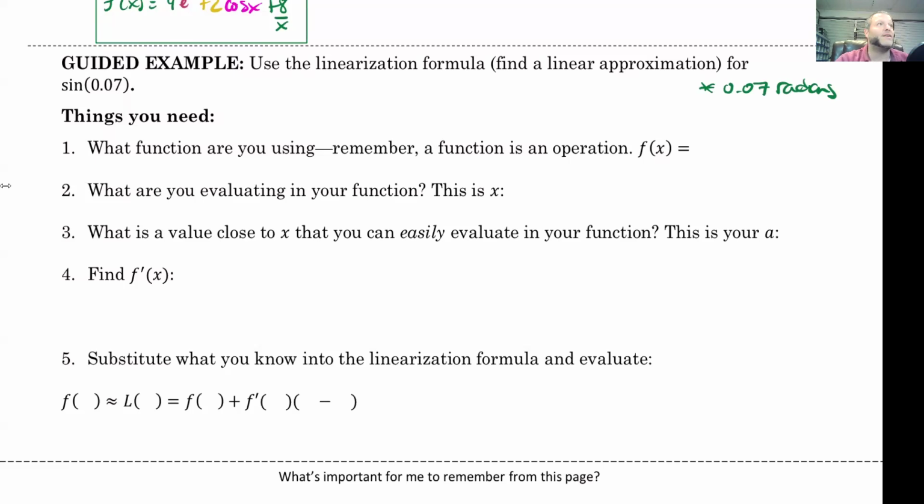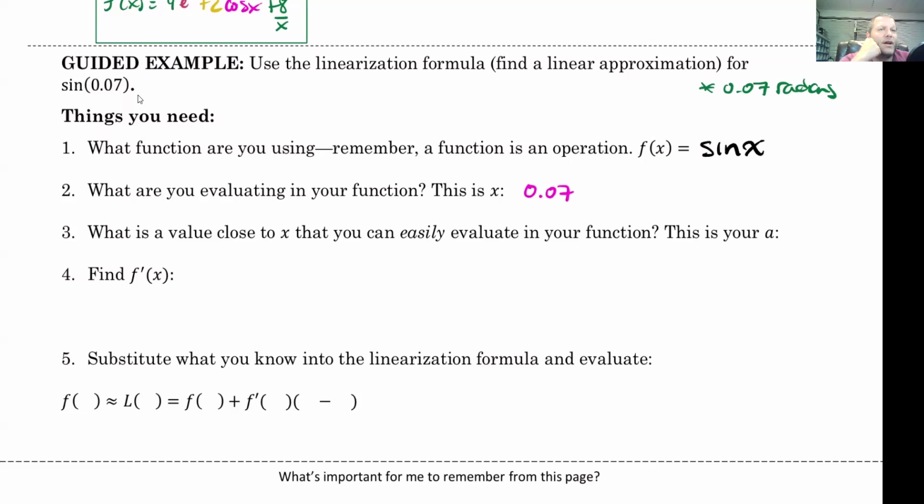So first thing we need is a function that we can take the derivative of, a function that we can approximate whatever we're using. Almost always it's going to be the operation. So this is the sine of 0.07, so our function should be the operation sine of x. What number are we evaluating? What are we taking the sine of? This is x. We're taking the sine of 0.07 radians.